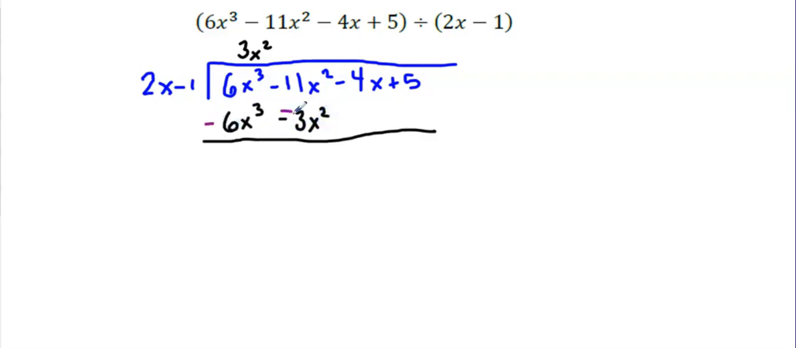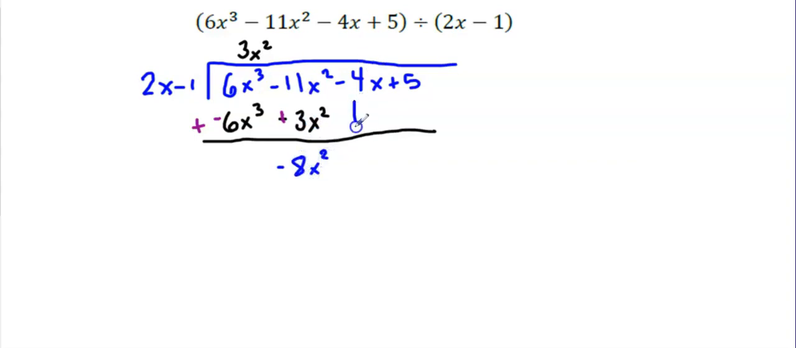I personally like to write the subtraction sign by each term, so that way I just have to look down. Some people just write subtraction here and put parentheses around it. That's fine. Or they'll just change the signs of everything. Change this to a negative, make that a plus, and then just add down. That's another strategy. So if we do it this way, then I have negative 11 plus 3, I'm still going to get negative 8x squared.